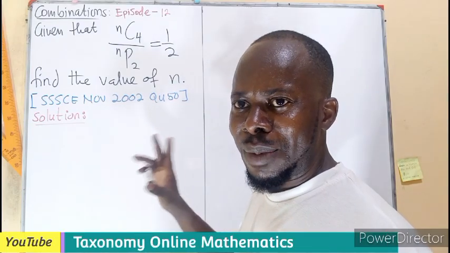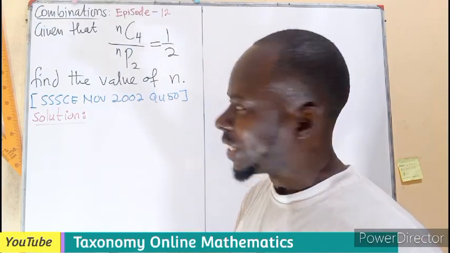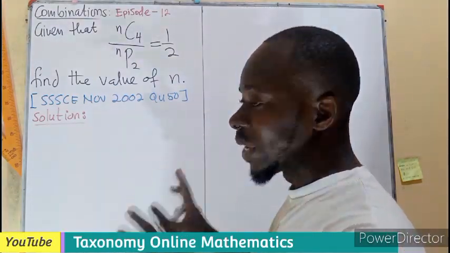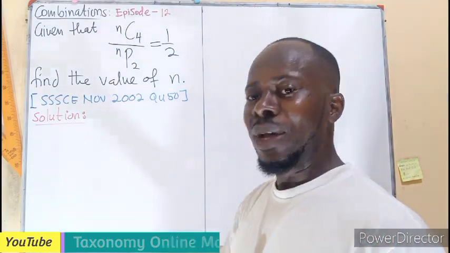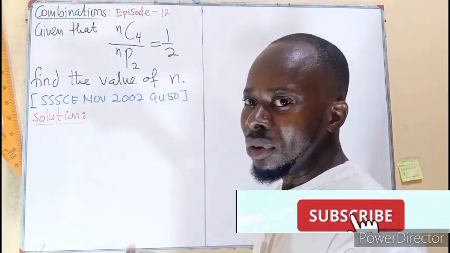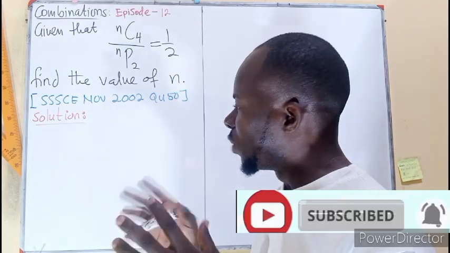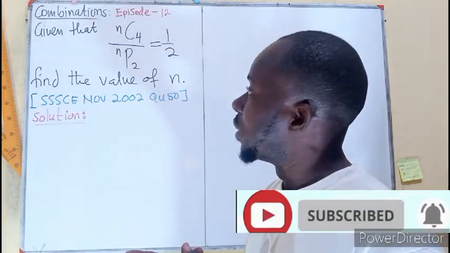Welcome. This is episode number 12, still on combination. This is just an expansion of the formulas of combination and permutation. SSC November 2002. How do we do it?